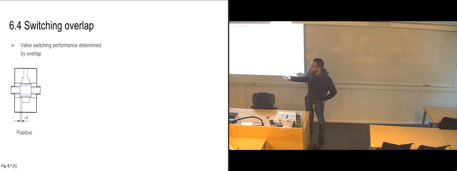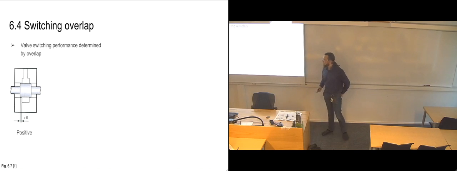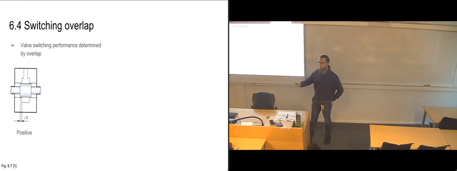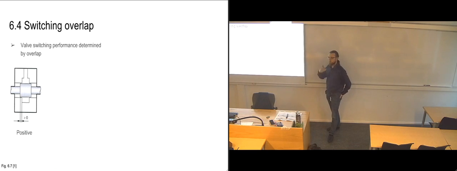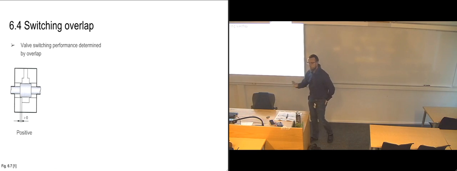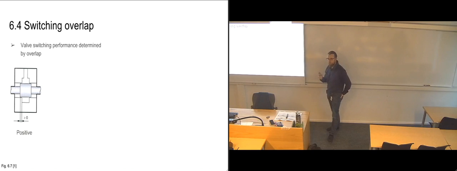So for an example, if we have a 2 millimeter overlap here, we'll have to actually move the entire slide 2 millimeters and then even more before it starts opening for flow. So anything more than 2 millimeters of movement is going to open the flow. But you can move it 2 full millimeters without opening any flow for the valve.